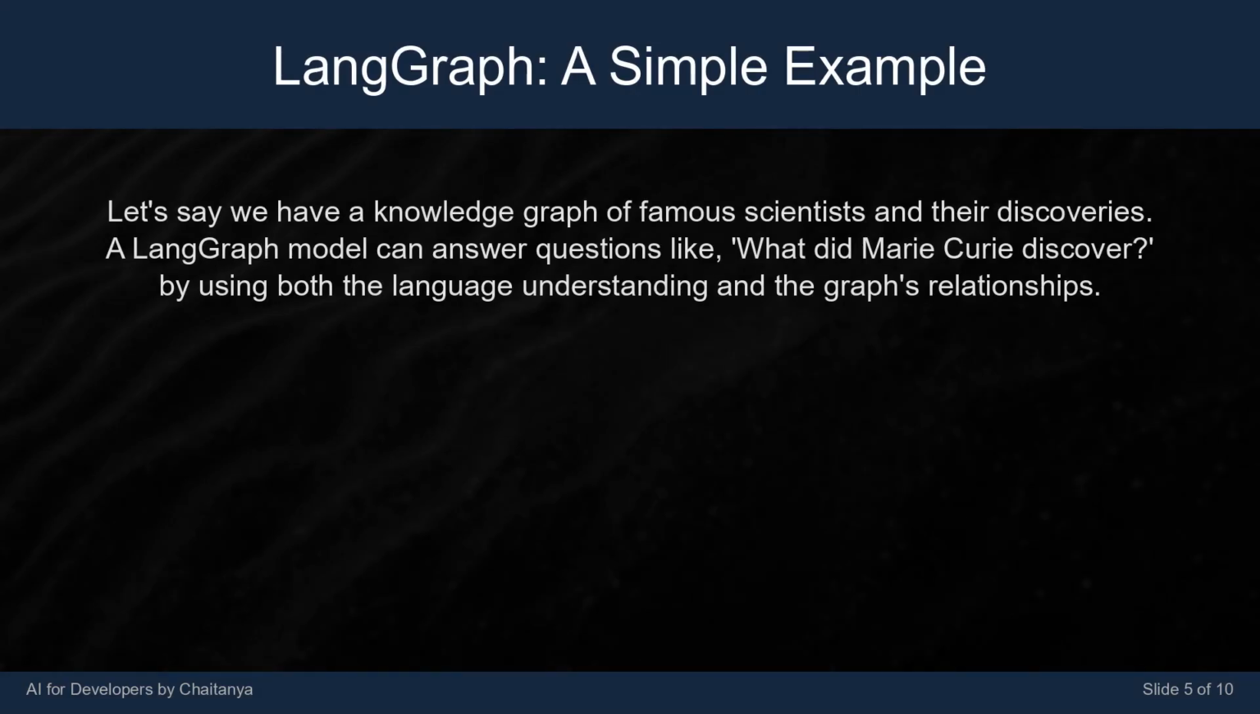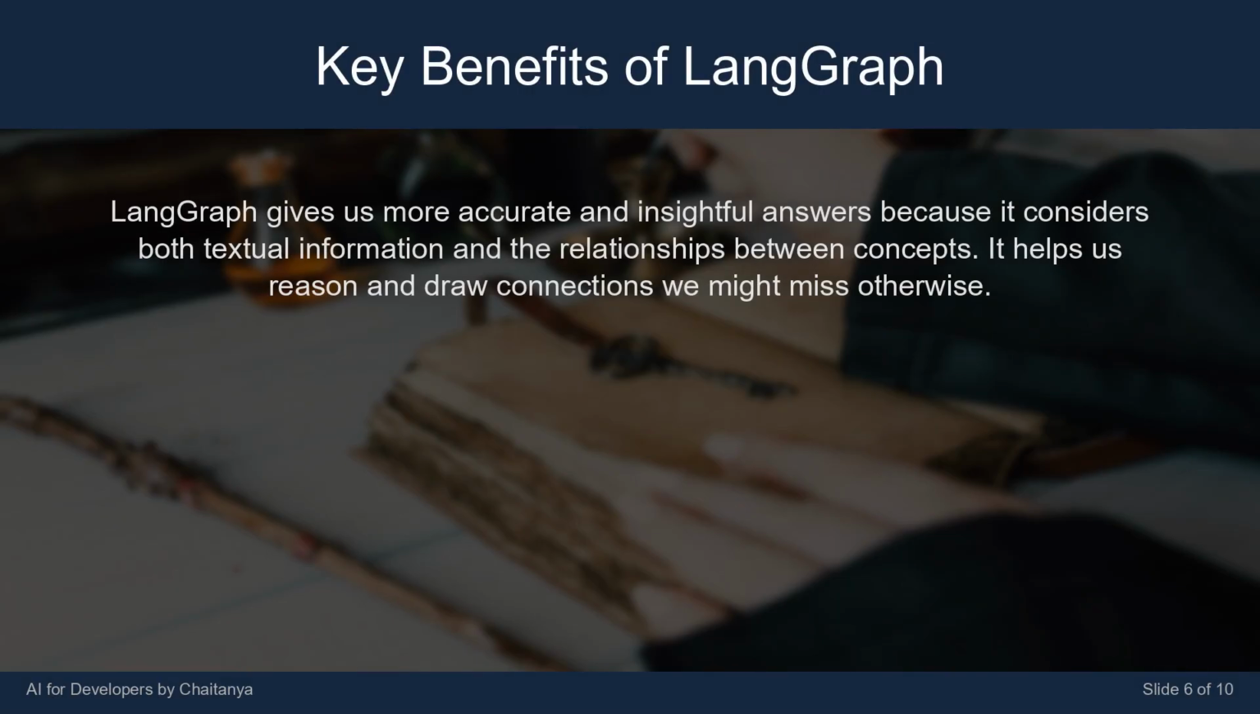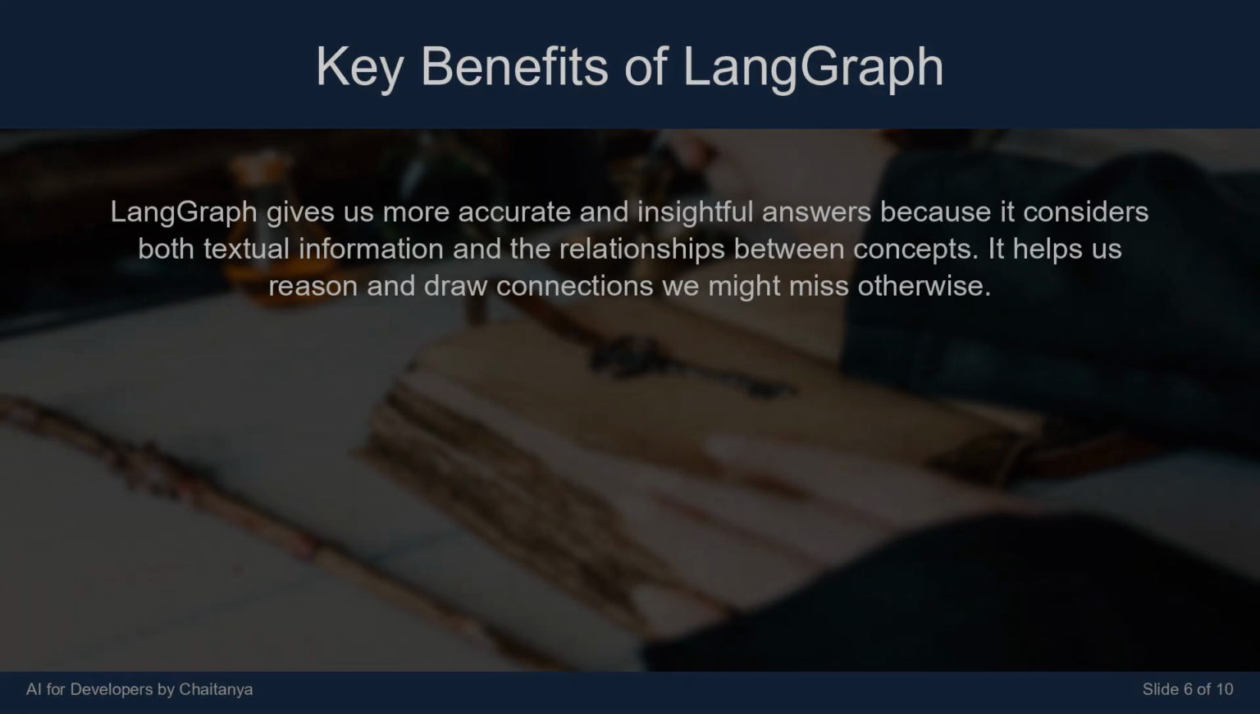Let's say we have a knowledge graph of famous scientists and their discoveries. A LangGraph model can answer questions like, what did Marie Curie discover? By using both the language understanding and the graph's relationships. LangGraph gives us more accurate and insightful answers because it considers both textual information and the relationships between concepts. It helps us reason and draw connections we might miss otherwise.